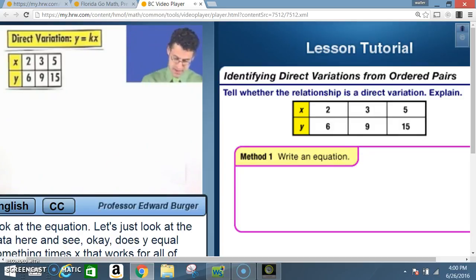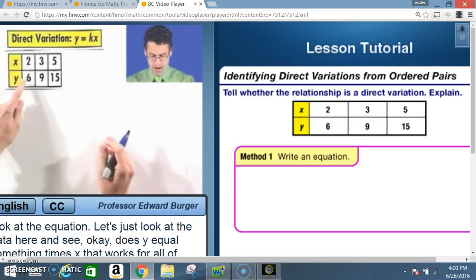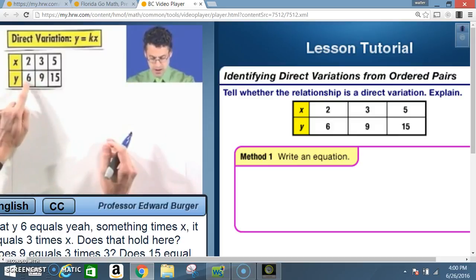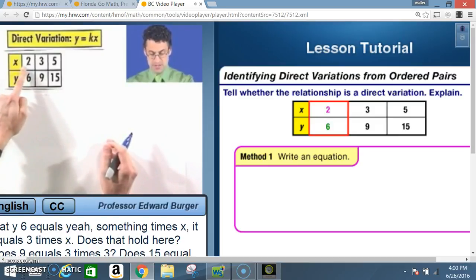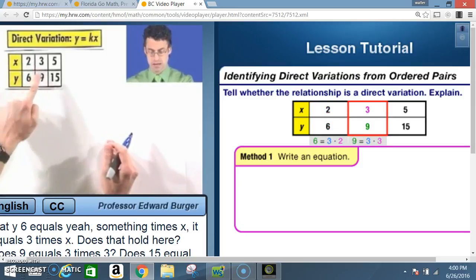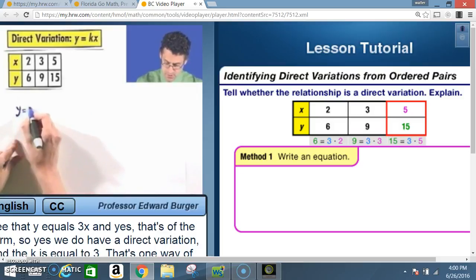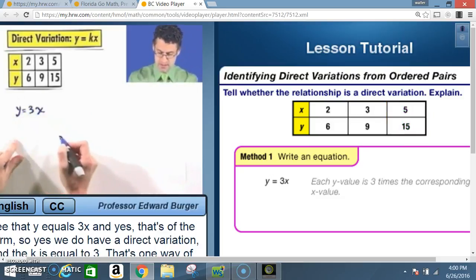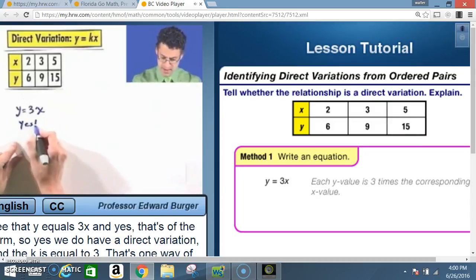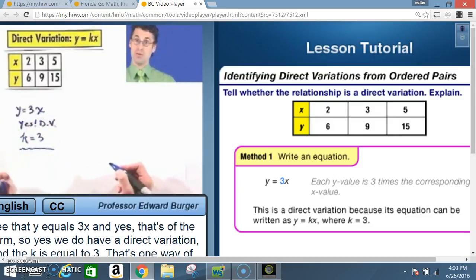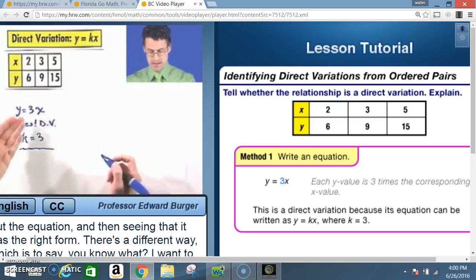Let's just look at the data here and see, okay, does y equal something times x that works for all these things? Well, notice that y equals something times x, it equals 3 times x. Does that hold here? Does 9 equal 3 times 3? Does 15 equal 3 times 5? So in fact, I see that y equals 3x. And yes, that's of the form, so yes, we do have a direct variation. And in fact, the k is equal to 3.